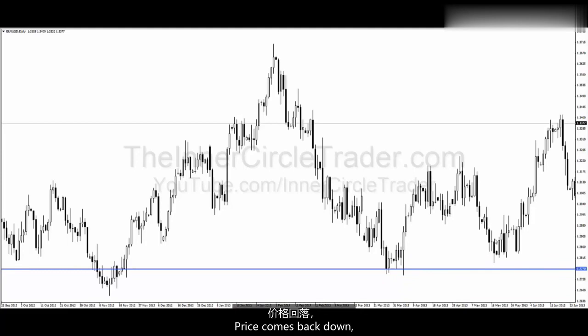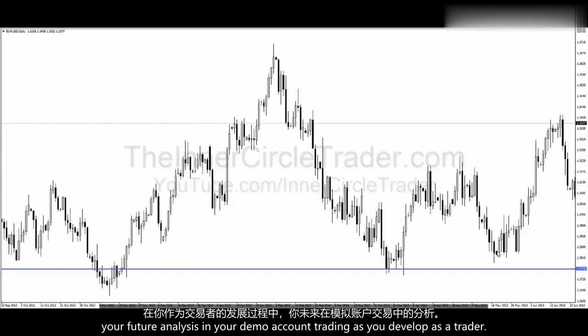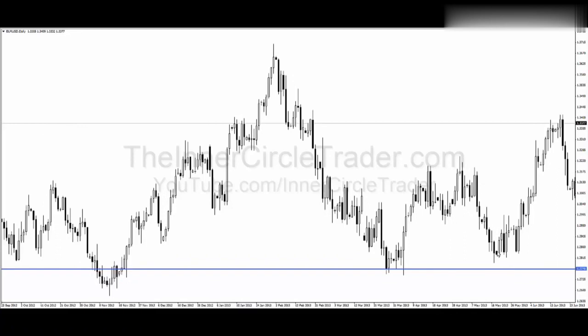Price comes back down, makes this smaller short-term swing lower. And I promise I'm taking you somewhere. I'm just going over the major price reactions and levels that you would be hunting in your future analysis in your demo account trading as you develop as a trader.